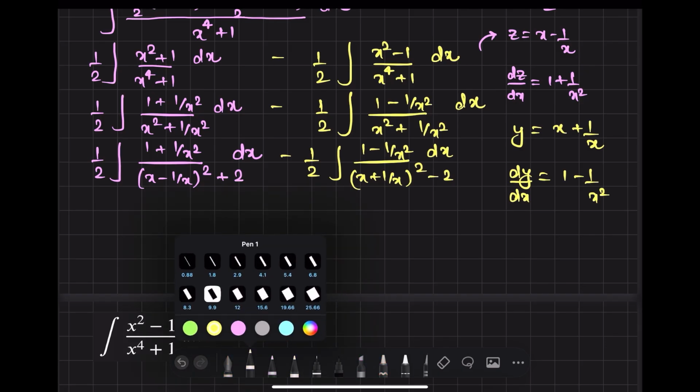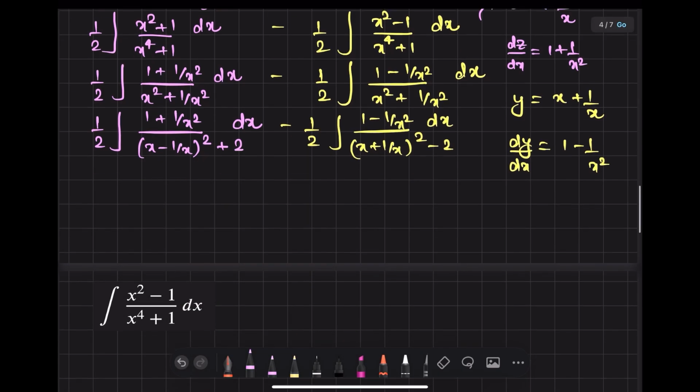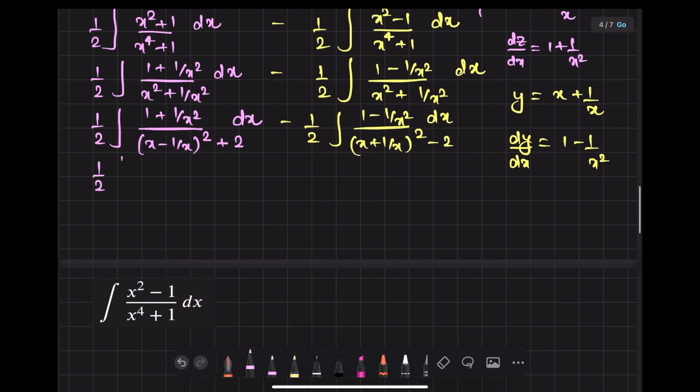Now apply the substitution game. So what is the substitution game? 1 by 2 integration dz by z square plus root 2 square, correct? Now for the yellow part, minus 1 by 2 integration dy by y square minus root 2 square, correct?